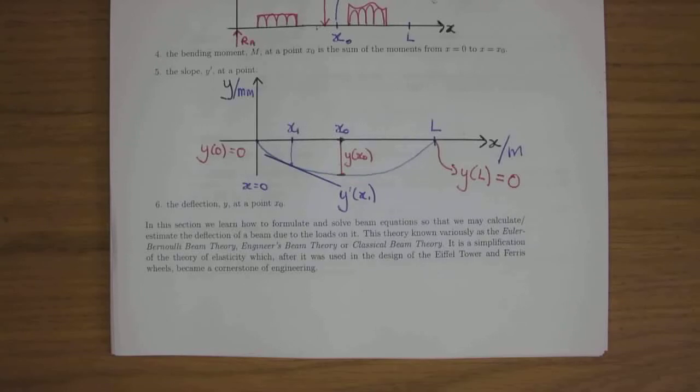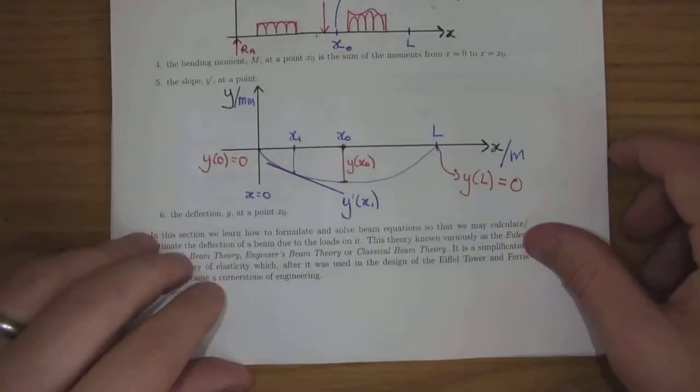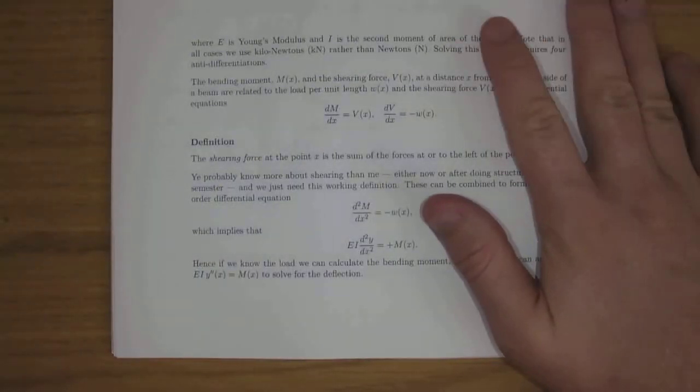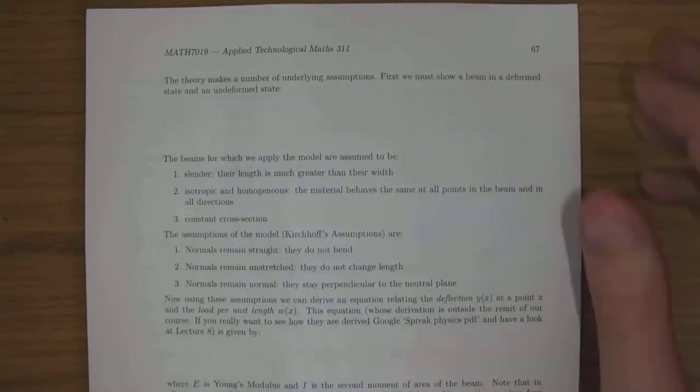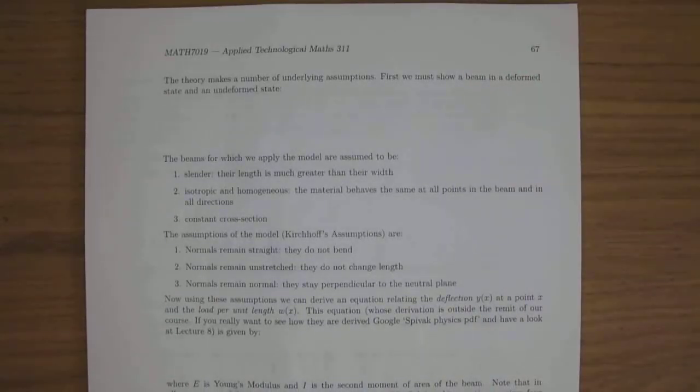It's a simple model of elasticity, and it was used in the design of the Eiffel Tower, and it's been successful ever since. Well, I say that, I'm sure it's failed, because we're going to see the theory makes some assumptions, but the assumptions mightn't actually always hold. Okay, so we're going to show a beam in a deformed state and an undeformed state.